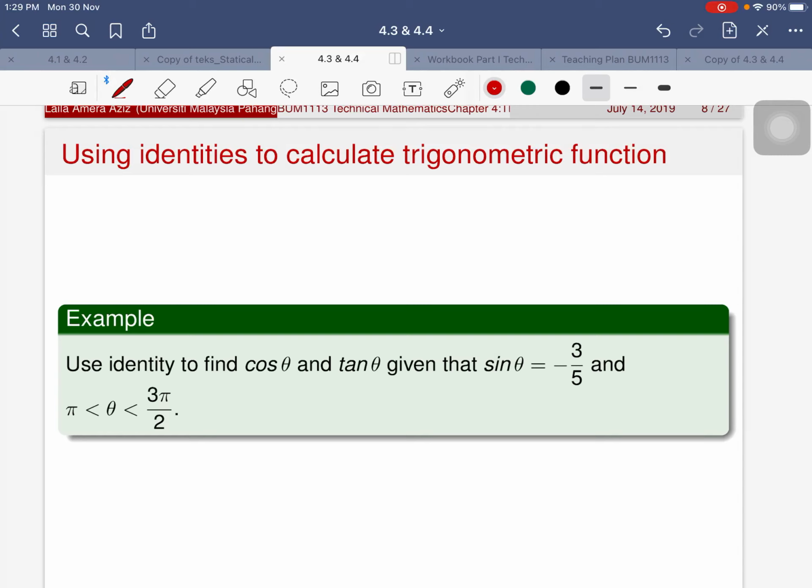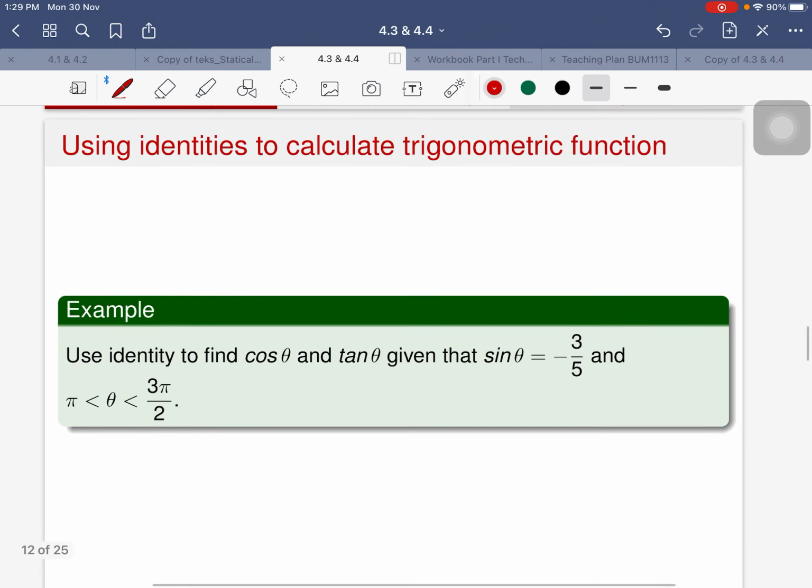Okay, so next we're going to look at how to use identities to calculate trigonometric functions. This is going to be the example of how we're going to use it. For the example given here, we're going to use identities to find cos theta and tan theta, given that sine theta is equal to -3/5 and theta is an angle between pi and 3 pi over 2. So that will be the idea.